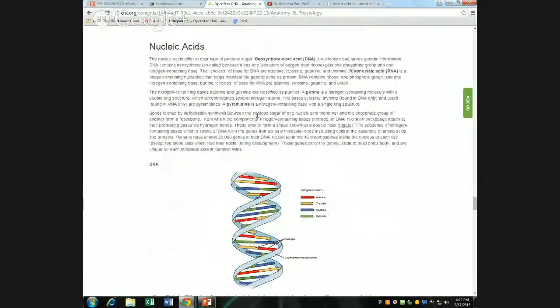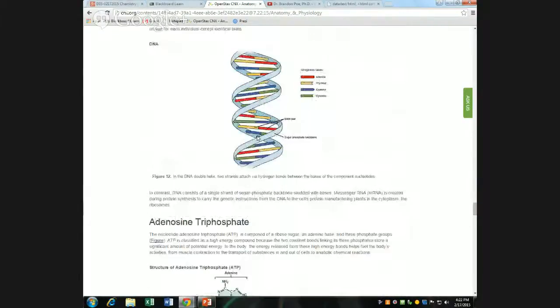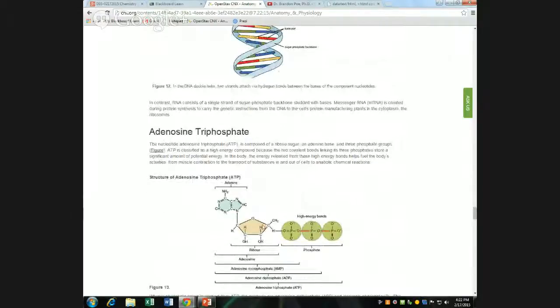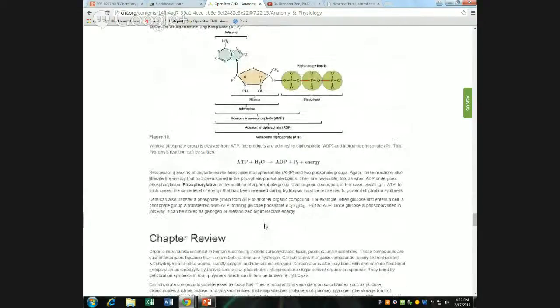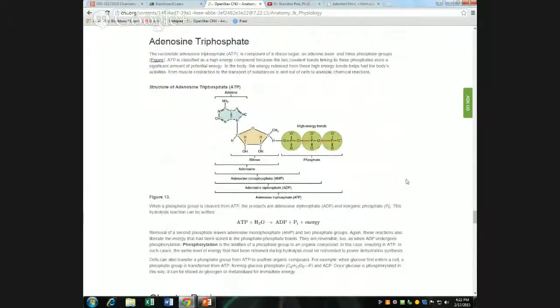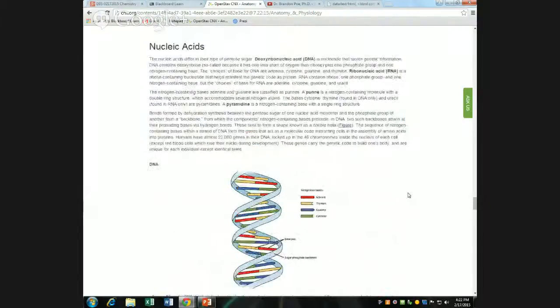But then DNA and RNA are nucleic acids. So here's where they talk about ATP down here. So be sure that you pay a lot of attention to that stuff. Protein structure is probably the most crucial part of what's in here.